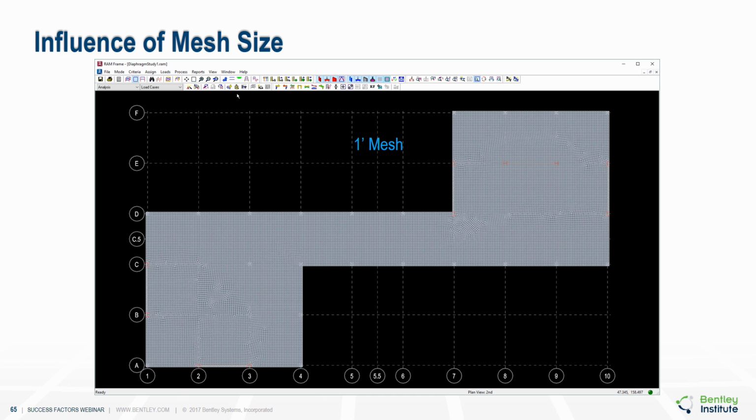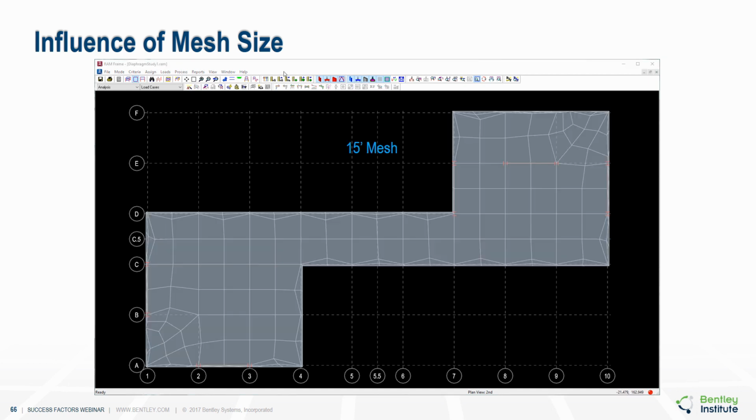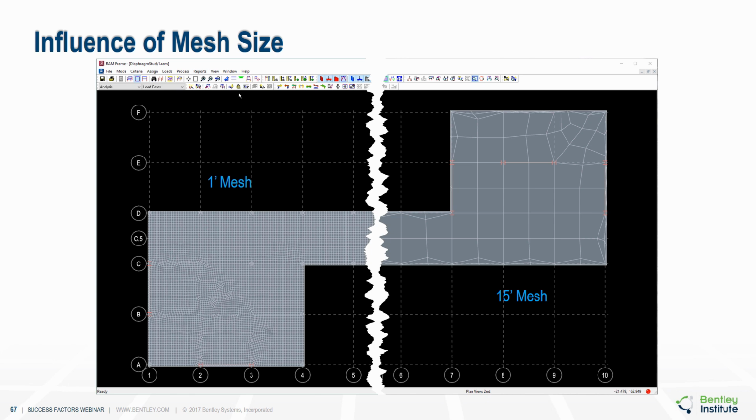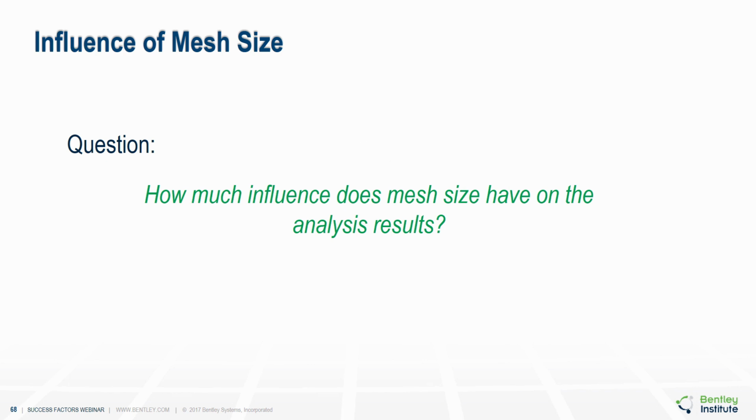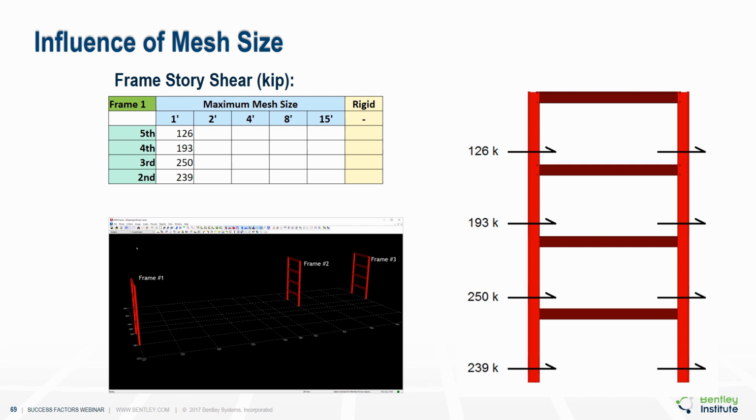So first of all, this is what the 1-foot mesh looks like. And this is what the 15-foot mesh looks like. And here you can see a comparison between the 1-foot and the 15-foot mesh. So the question is, how much influence does mesh size have on the analysis results?